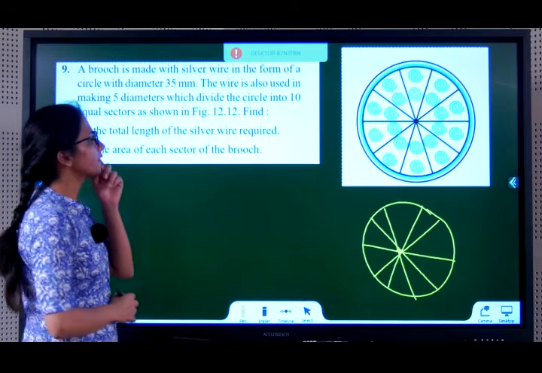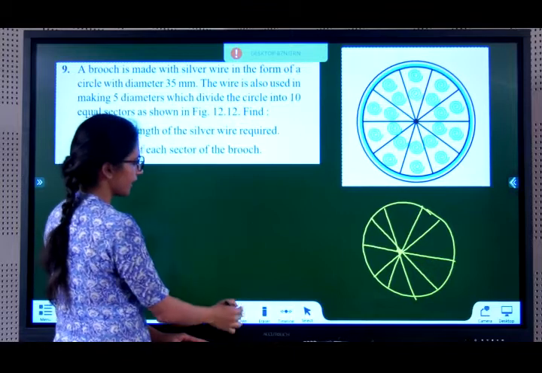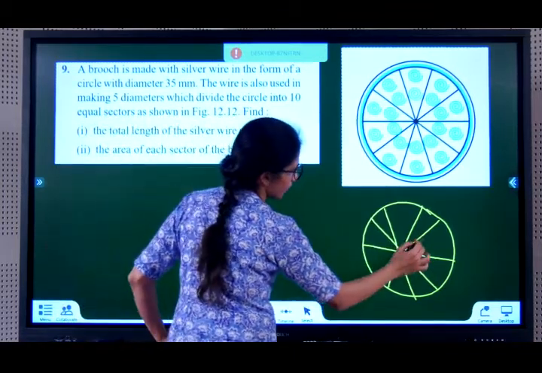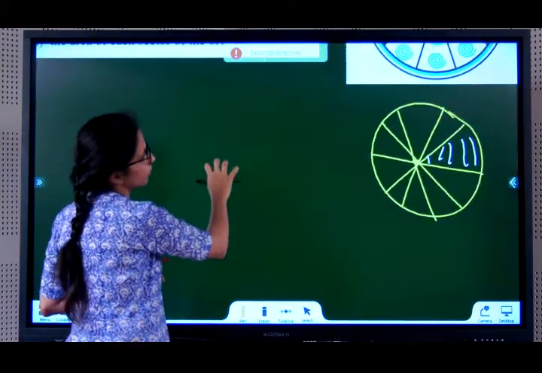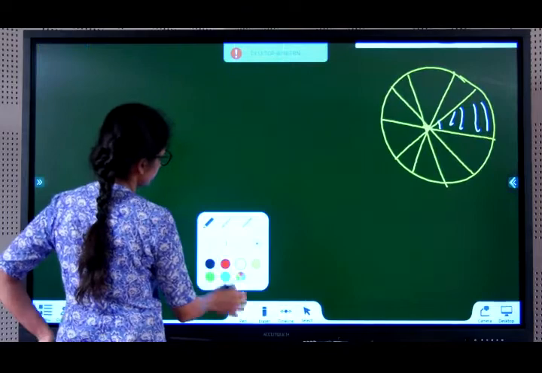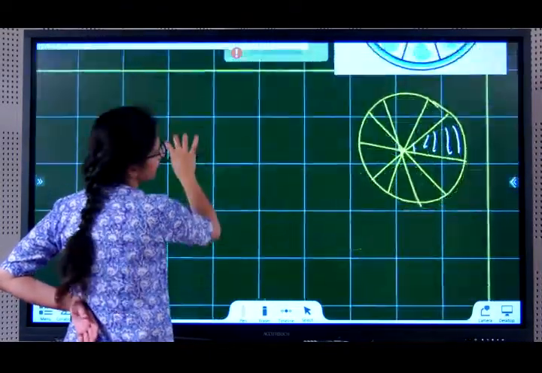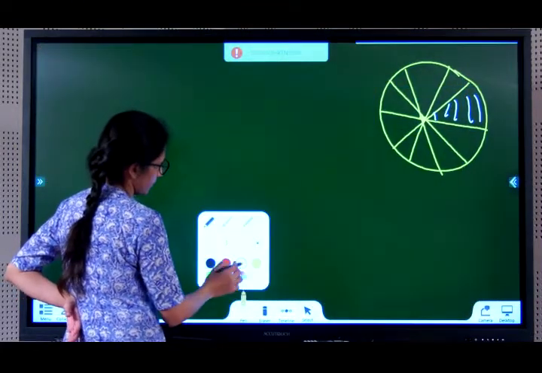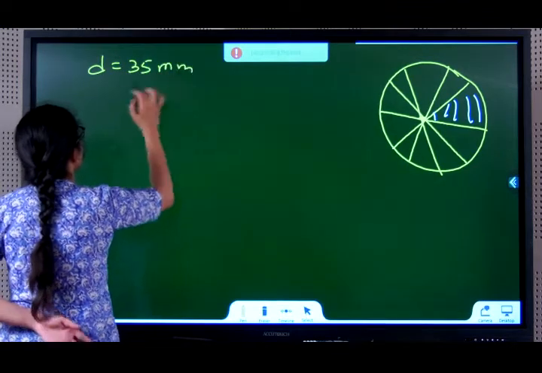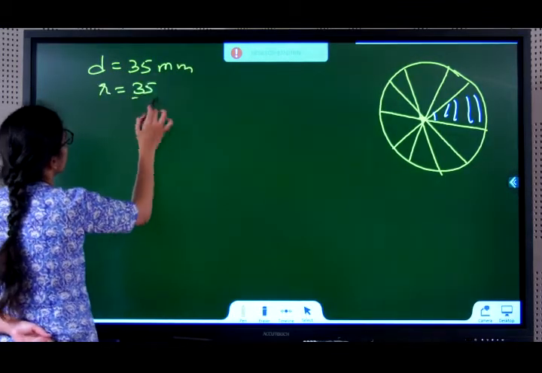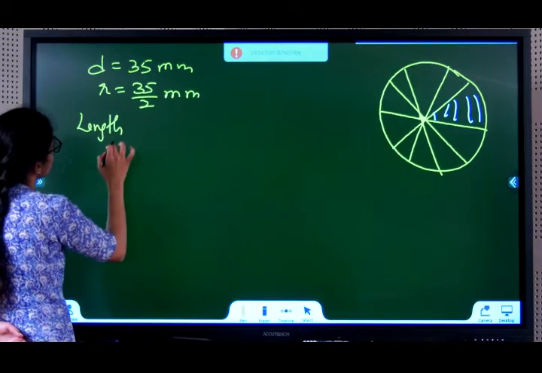Find the total length of the silver wire used. So this yellow part is the total length of the silver wire used. The area of each sector of the brooch, any one sector. See, it's equally placed. So we will do this easy question. They have given us that the diameter of the brooch is 35 mm. The diameter of the brooch is 35 mm. So radius is 35 by 2 mm.